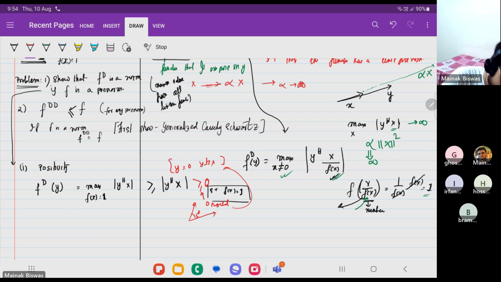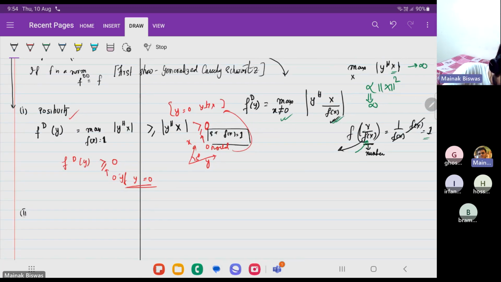If you do a dot product between x and y with a 5-degree angle between them, it will not be 0. You can always get one vector. Your y itself will be one vector, right? Where you will get mod y squared, right? So your f dual of y will be greater than 0, and 0 if and only if y equals 0. Agreed? So positivity is true.